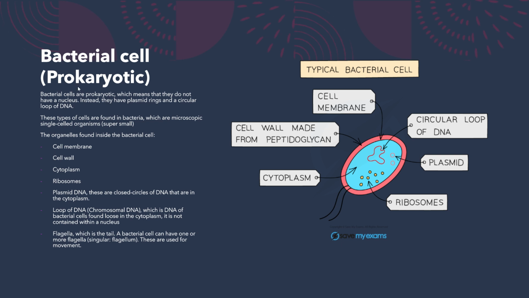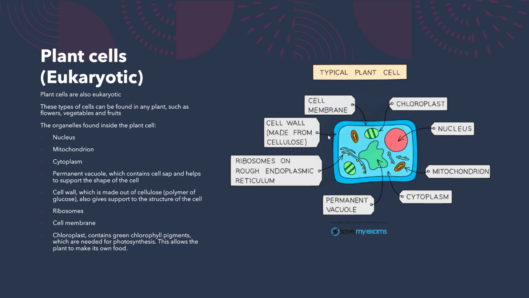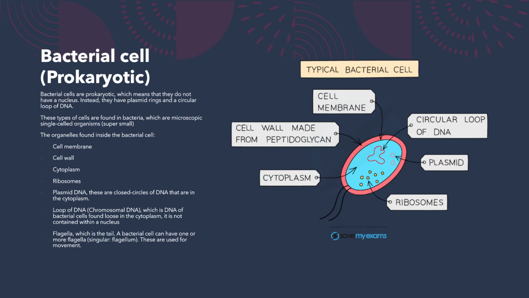Okay, so there are some common organelles that are found in all three types of cells, such as cell membrane, cytoplasm, and ribosomes. However, there are some differences. So first of all, obviously you know that this one doesn't have a nucleus. Just like the plant cell, this one has a cell wall. However, this one is made from peptidoglycan. So plant cell wall is made from cellulose. This one is made from peptidoglycan.